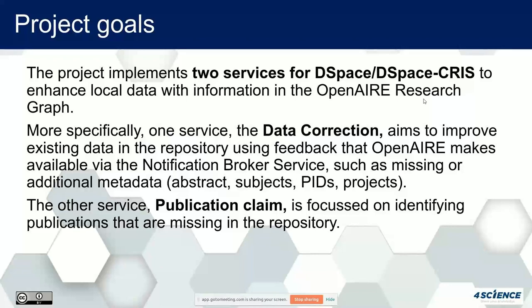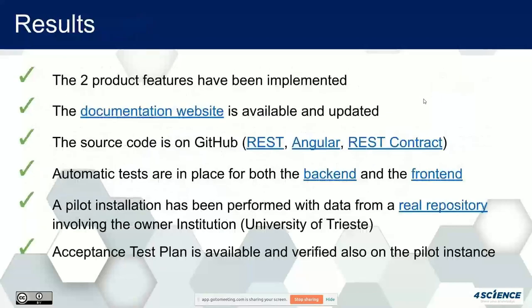So, just to spoil the result, the two product features have both been implemented. The project, I'm happy to say, was successful. We have a website where all the documentation about the project is available. You can check it on GitHub, and you will find all the details, both in terms of the user interface and in terms of the implementation. The source code is on GitHub, and it's available for plain DSpace, coming in DSpace 7, and included out of the box in DSpace CRIS.